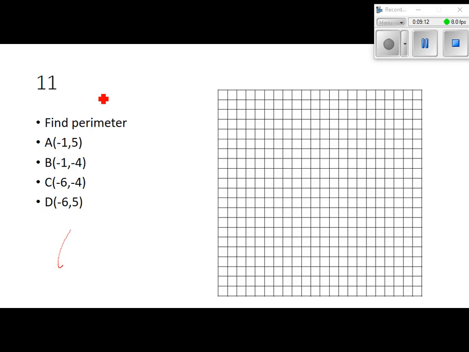Number 11, find the perimeter. Another 4-sided figure. Graph it again. -1, 5. That's A. -1, -4. That's B. -6, -4, C, and D is -6, 5. So we have another rectangle.